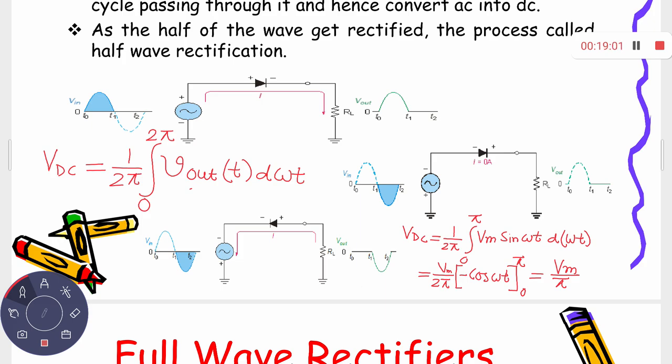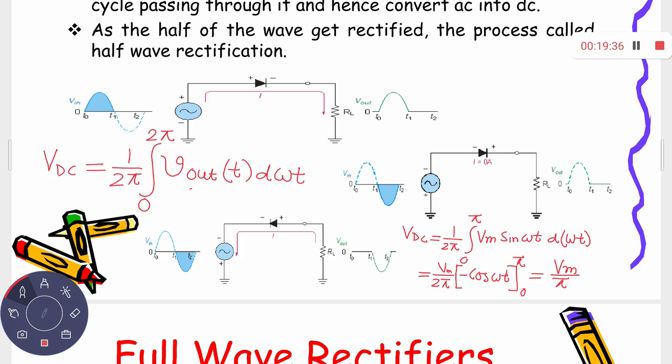Vm by pi. That is the DC level. For your actual input, your DC was 0, so we have shaped the input to some extent. For the actual input, the DC level was 0, but here the DC level is non-zero. You can observe that by looking at the variation of the output with respect to time. But if you'd like to calculate it mathematically, then this is the formula.